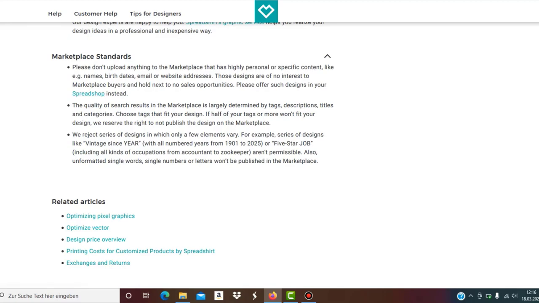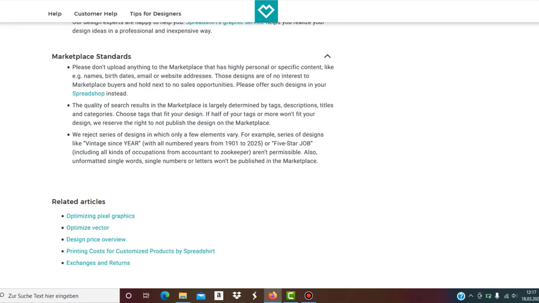So this is also what Amazon don't want, if you put really names with a surname on there, or really highly personal, but I never had that issue. And then quality of search results. So I think if you don't have any tags, or if you have tags which are completely different and don't match the design, so you don't want that.